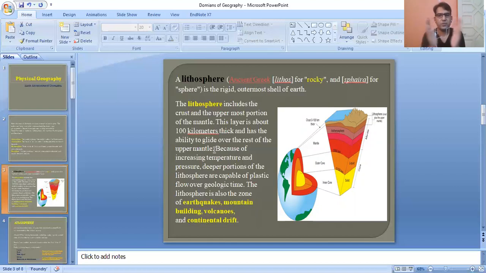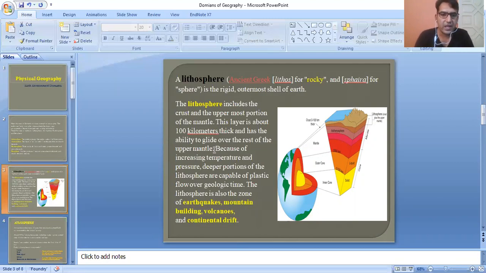So if we combine both of them, we will have a lithosphere, which is made of rocks, the stony or rigid layer. Its thickness is 100 kilometers, and it has the ability to glide over the rest of the upper mantle. So where is the upper mantle? The boundary of the upper mantle. The lithosphere is floating, or lying, on that.